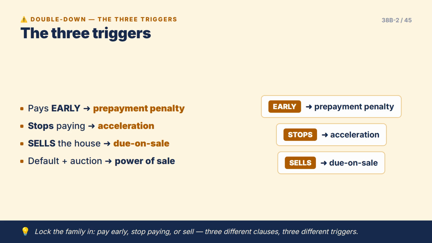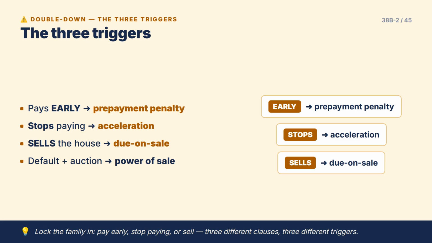So, who's happy? Borrower happy and paying early, prepayment penalty. Lender furious and demanding it all, acceleration, or just match the words. The question says pay early, early payment is PRE payment. Round out the family: borrower sells the house, that's the DUE on sale clause. Default already happened and the trustee auctions the property, that's the power of sale.